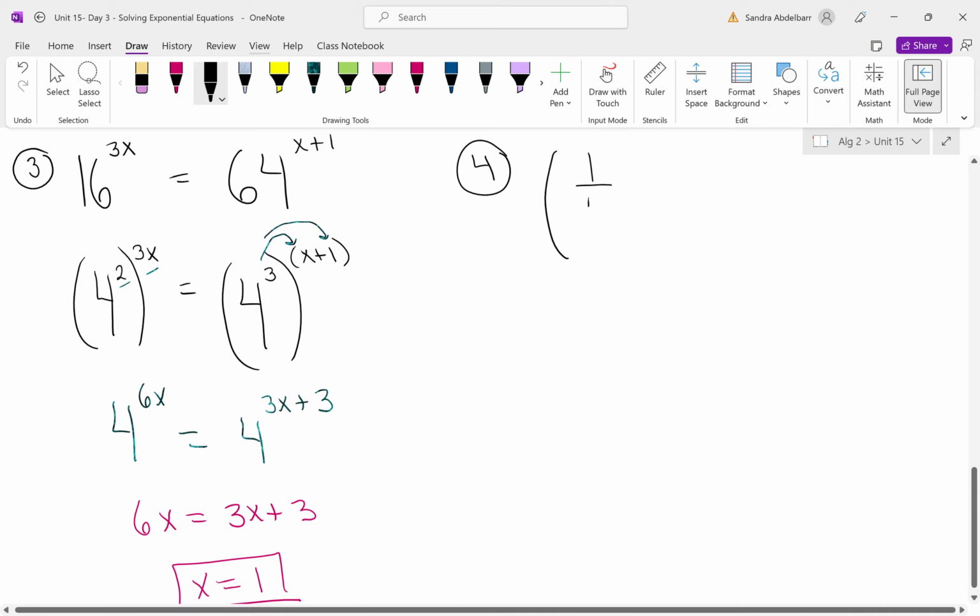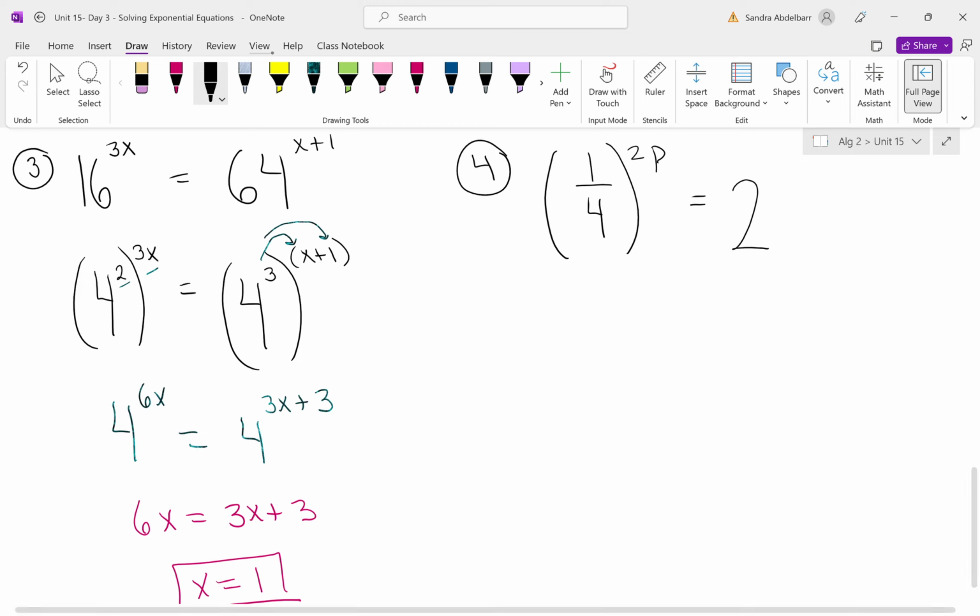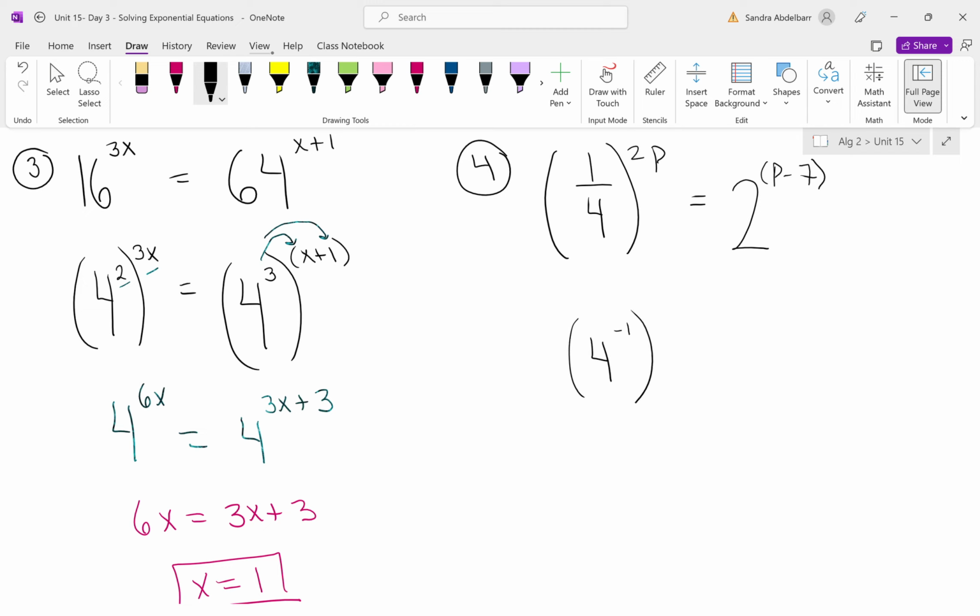Let's say I have 1/4 raised to the 2p power equals 2 raised to the p minus 7 power. My advice to you is when you have a fraction and your numerator is 1, I would just change it so it's not a fraction anymore. So how would I change 1/4 so it's not a fraction? Wouldn't this be 4 to the negative first power?